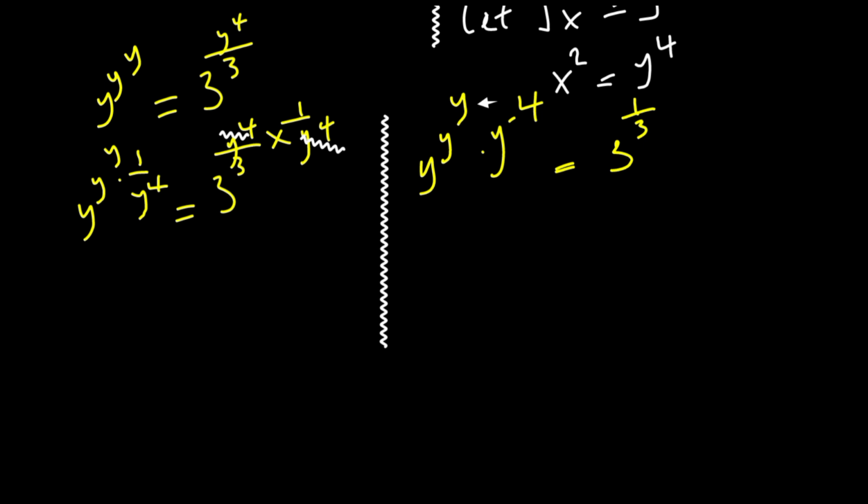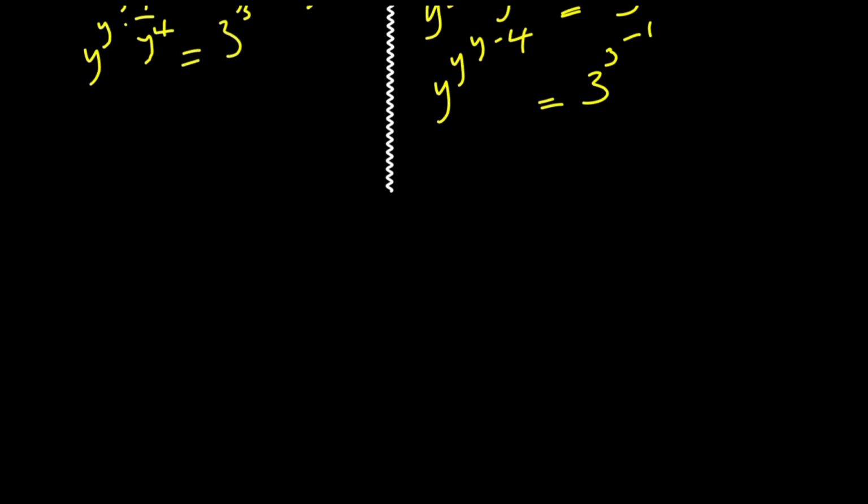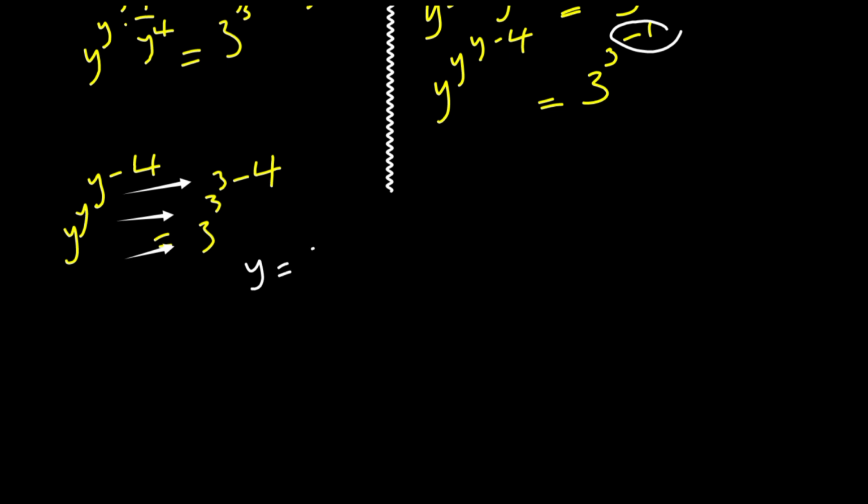And then when we combine this using the law of indices, we're going to have y to the power of y, then this will give us y minus 4, and that will equal 3 to the power of, we can also rewrite this power here as 3 to the power of minus 1. Now I'm going to do something very brilliant here. Please watch closely. So then we'll say y to the power of y to the power of y minus 4 equals 3 to the power of 3, and then we can rewrite minus 1 as 3 minus 4. And then when we study the equation closely, we'll discover that y equals 3.